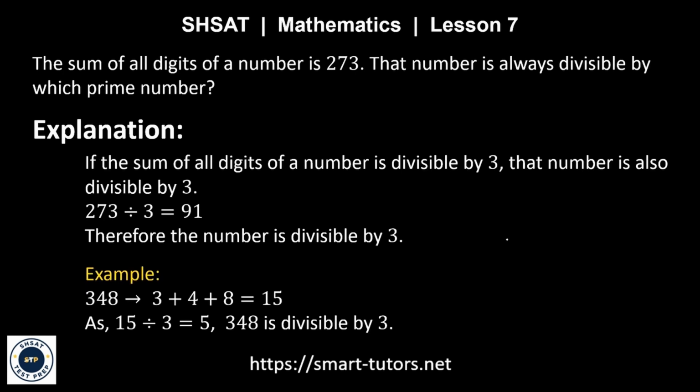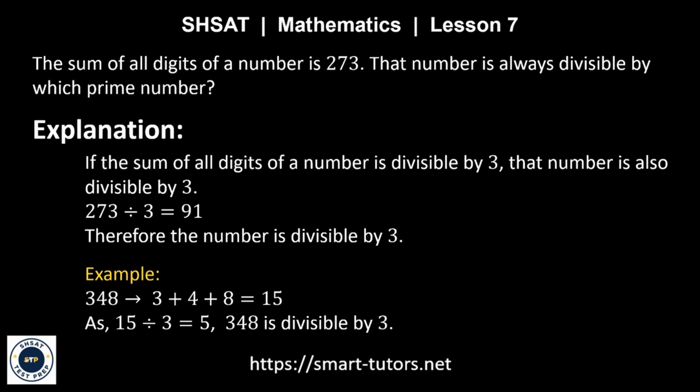The sum of all digits of a number is 273. The number is always divisible by which prime number? If the sum of all digits of a number is divisible by 3, the number is also divisible by 3. If you divide 273 by 3, you get 91. So that means the original number is divisible by 3.